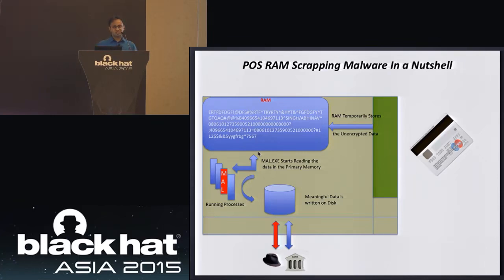Once they have their meaningful process, they can now scan the memory contents to figure out the unencrypted payment data. Now, how do they scan it? That is something important that we can quickly look through. There are two ways basically how they do it.